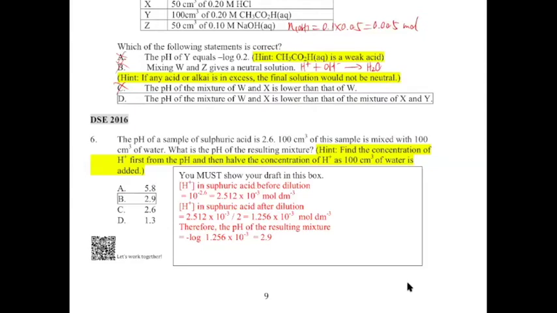That's also fine. After we work out the concentration of hydrogen ion after dilution, we just need to take minus log of that concentration, and that will give you the pH value, which is 2.9. Okay, any questions so far?